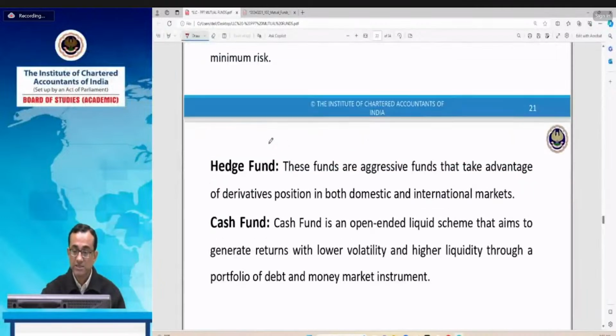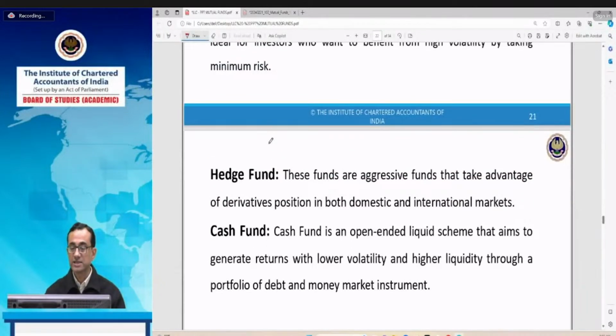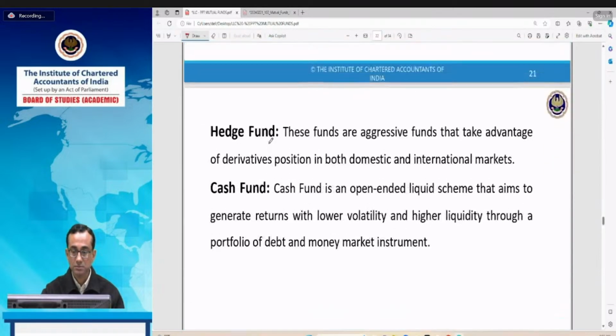Then the case of hedge funds also. These funds are aggressive funds that take advantage of derivative positions in both domestic and international markets. Hedge funds are also considered to be safer, and if it is safer, then the risk is also less.